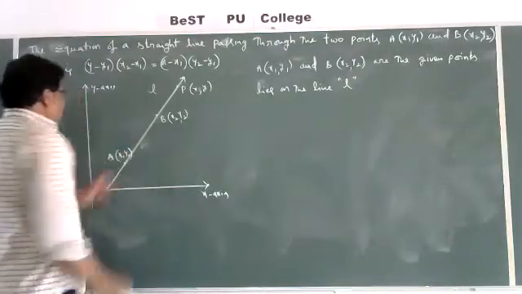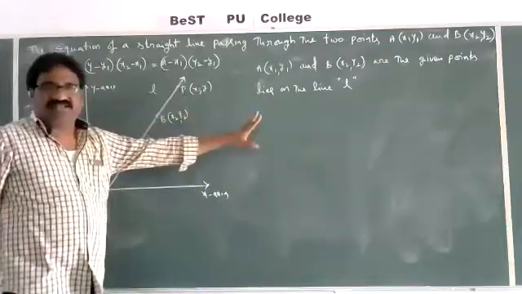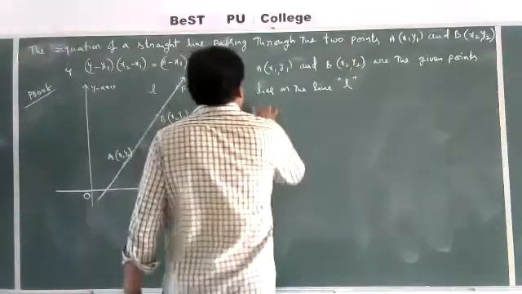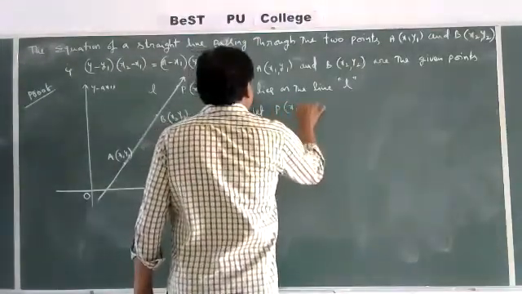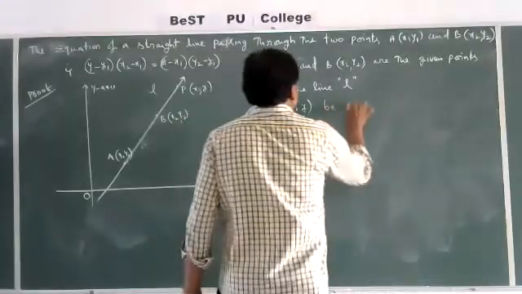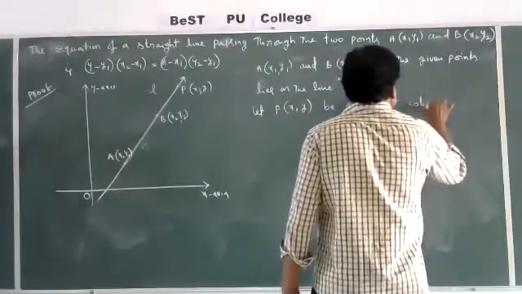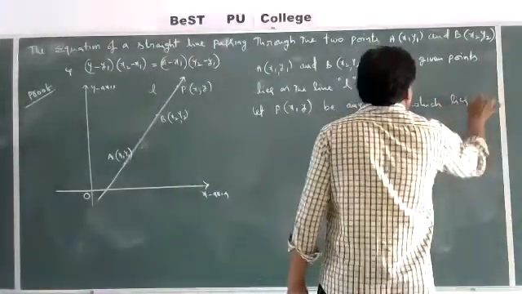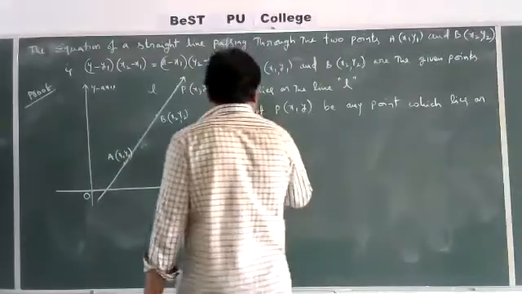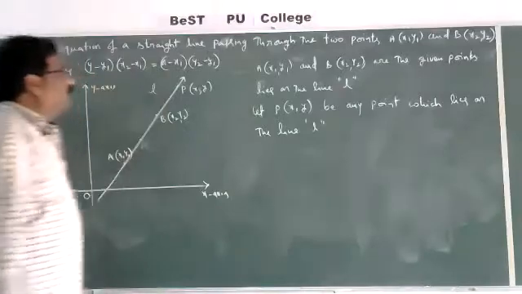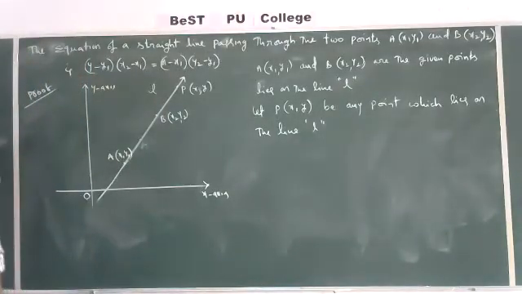So here A and B are the two points given on the line. We consider P is any point which lies on the line. Next step you write, let P(x, y) be any point which lies on the line L.